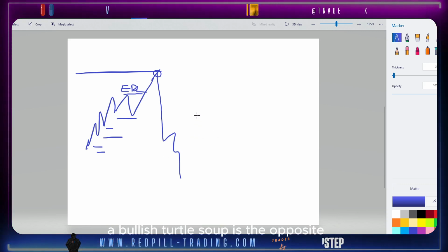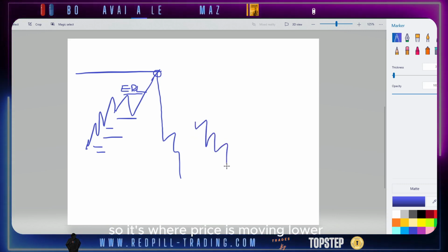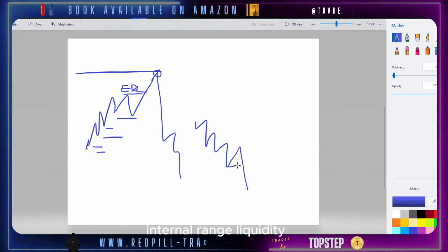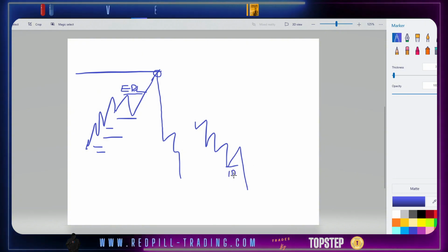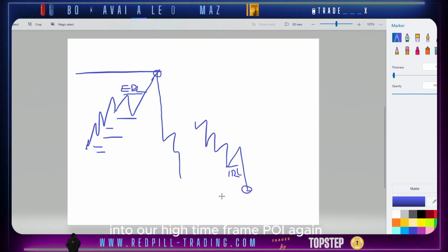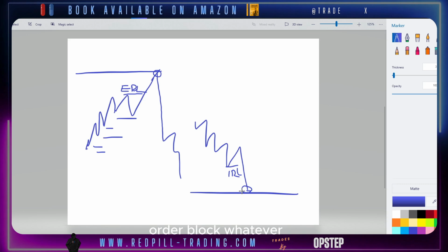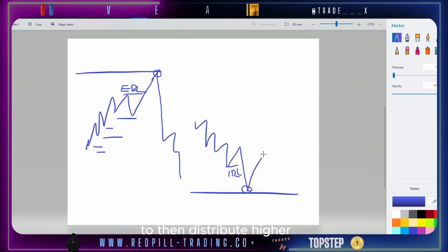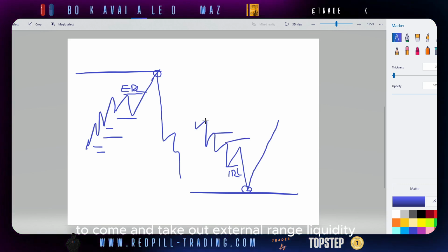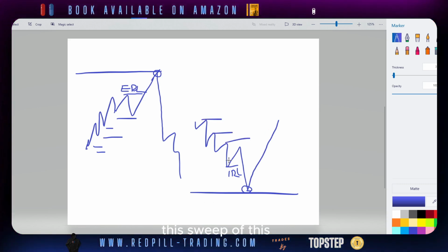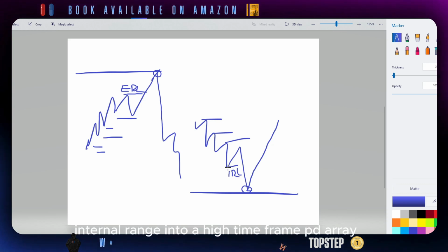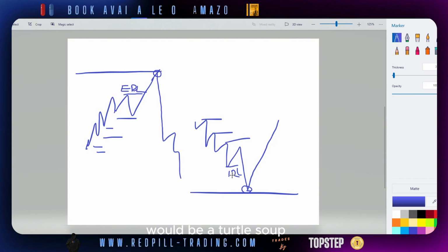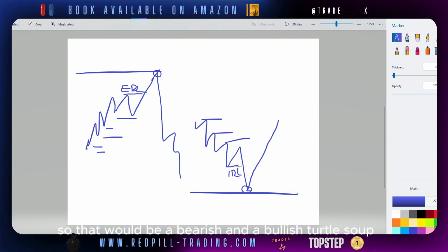A bullish turtle soup is the opposite. So it's where price is moving lower, and we're looking for price to sweep internal range liquidity into our higher time frame POI. Again, whether this was a rejection block, order block, whatever high time frame POI that you're utilizing, to then distribute higher to come and take out external range liquidity. This sweep of this internal range into our higher time frame POI would be a turtle soup. So that would be a bearish and a bullish turtle soup.